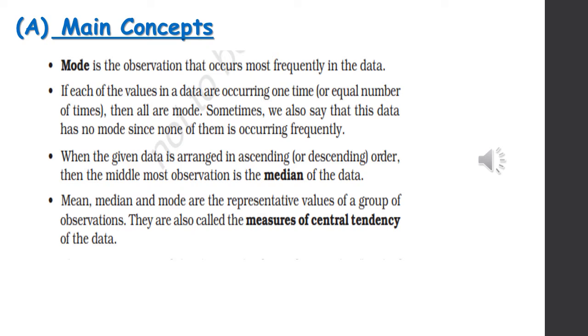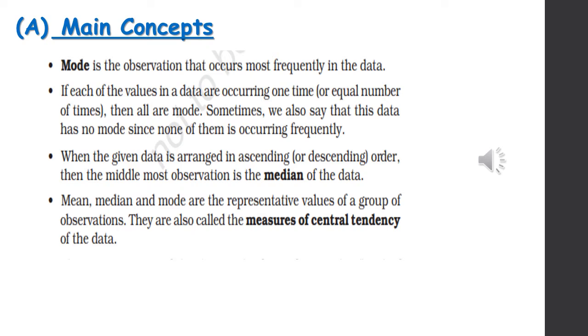What is mode? Mode is the observation that occurs most frequently in the data. If each of the values in a data are occurring one time or equal number of times, then all are mode. Sometimes we also say that this data has no mode since none of them are occurring frequently.